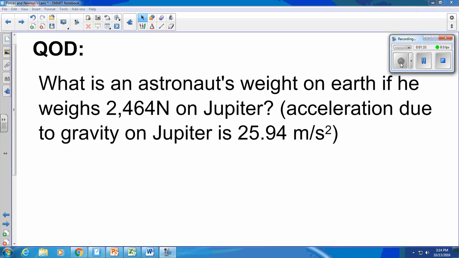Here we go. Here's your question of the day. It says, what is an astronaut's weight on Earth if he weighs 2,464 newtons on Jupiter? The acceleration due to gravity on Jupiter is 25.94 meters per second squared. I'm going to ask the sub to go ahead and stop the recording here and give you work time. Go.